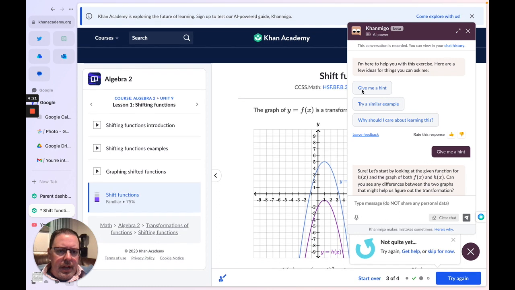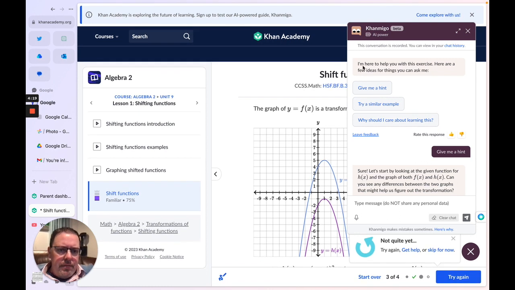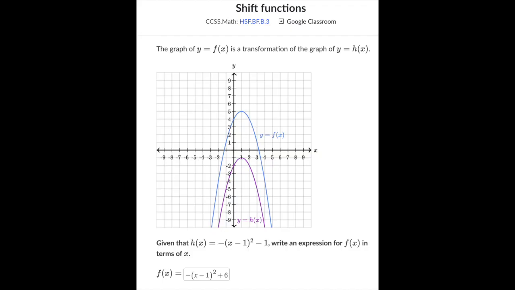So let's look at the chat here. It said first, I'm here to help you with this exercise. Here are a few ideas of things you can ask me. And I just clicked give me a hint. I didn't type that in. I just clicked the option.